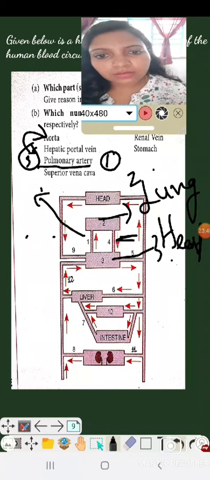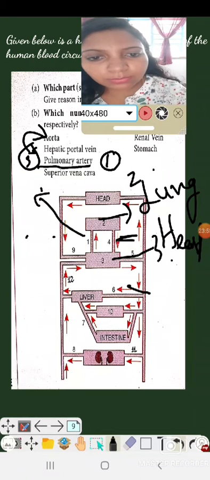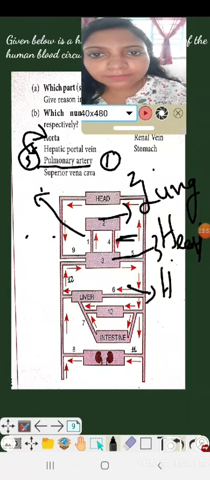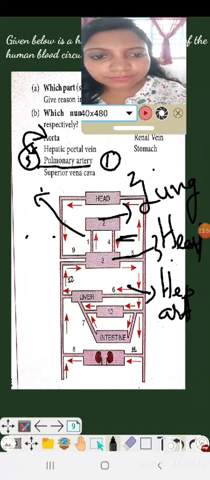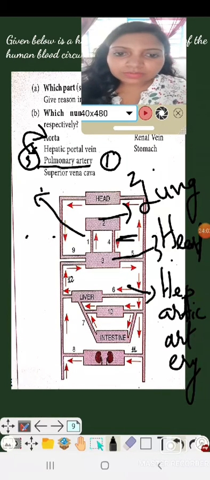Then next number 6. Number 6 is the artery that enters the liver. So number 6 will be hepatic artery. Hepatic artery. I hope you are clear about number 6.